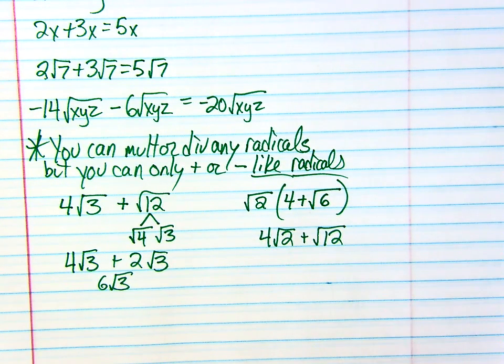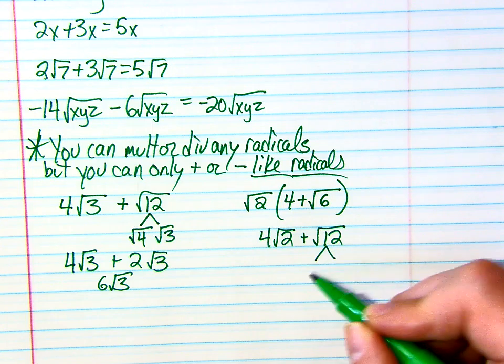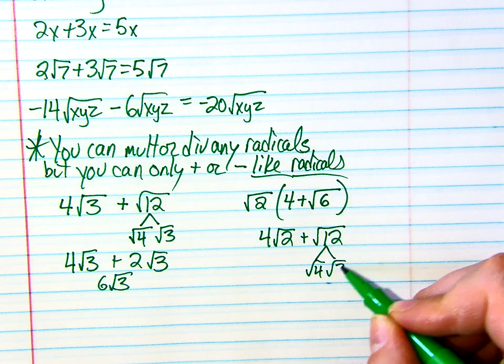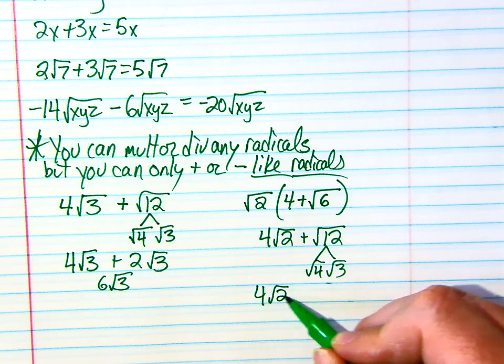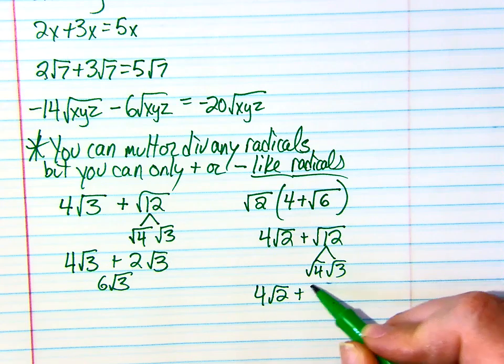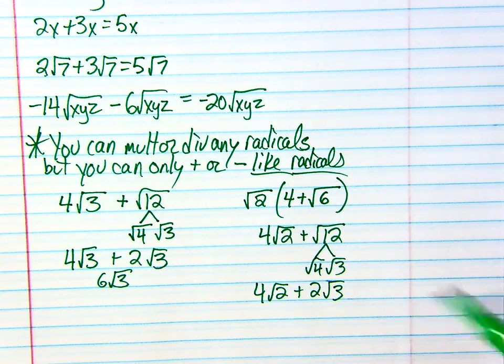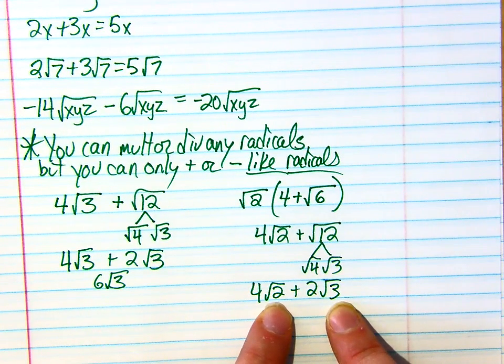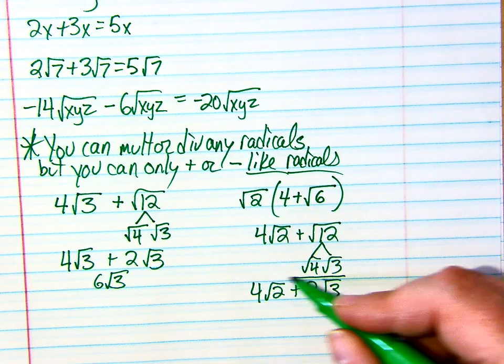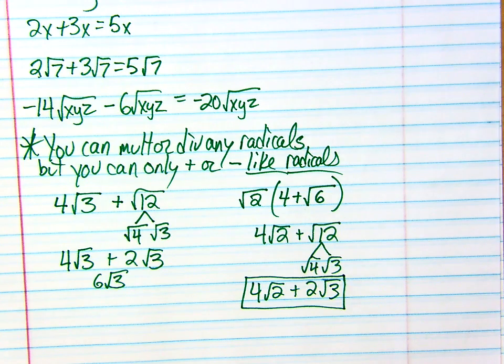Now, is this a final answer? No, you have to simplify the second one. Yes, that one simplifies again. Square root of 4, square root of 3. So I really have 4 square root of 2 plus, what's this? 2 square root of 3. And now can I add those two together? No, these are not like terms. There's nothing else for me to simplify. So that whole thing would be my final answer. Does that make sense? Okay.